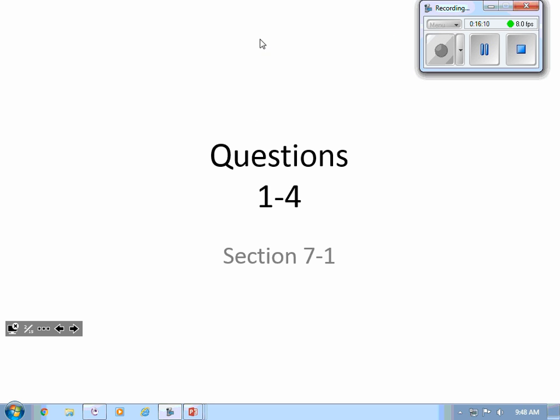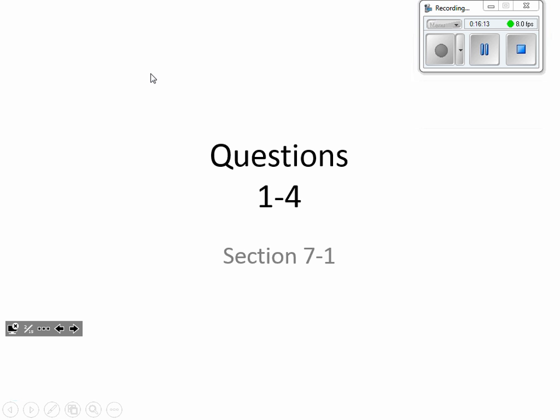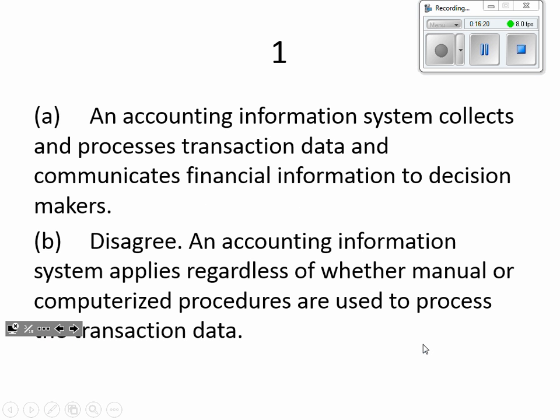Okay, so we're on questions 1 through 4. I'm on page 351. Number 1A, what is an accounting information system? Collects and processes transaction data and communicates that to the decision makers. What you need to know is it can be either manual or computerized. Part B, an accounting information system applies only to a manual system. Disagree, because it can be both computerized or manual.